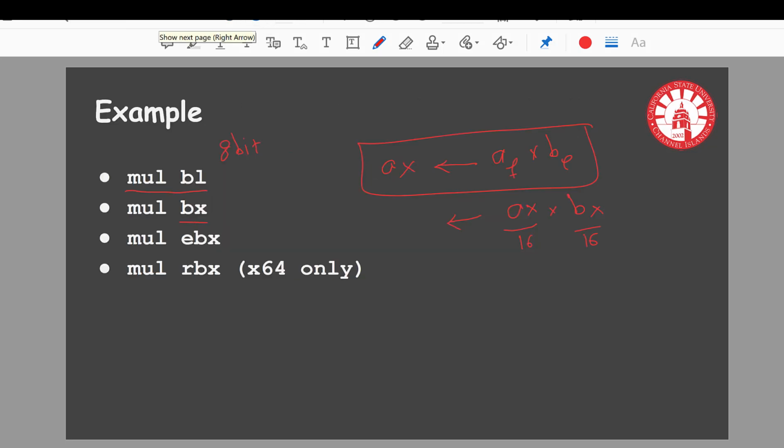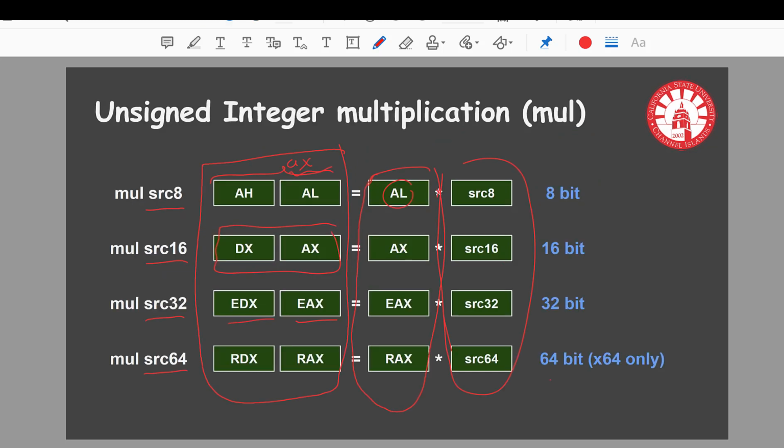Therefore, we're going to have DX concatenated with the AX register, which is 32-bit. The rest of the examples, we can follow a similar strategy. Here EBX is 32-bit, therefore it's going to be multiplied by EAX, and the result is going to be stored in EDX, EAX, as shown in the previous slide.